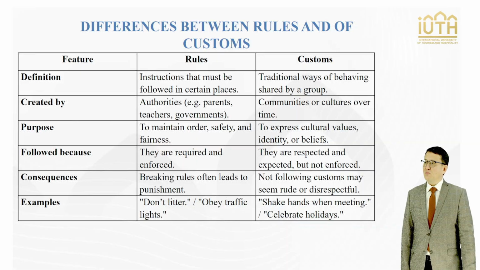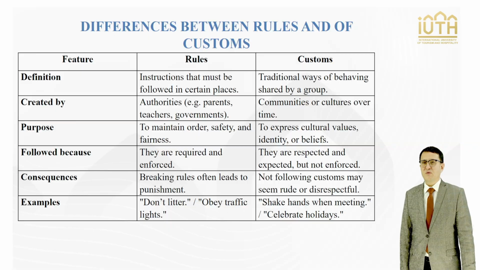The fourth one, followed because: rules are followed because they are required and enforced, and customs are followed because they are respected and expected but not enforced. Number 5, consequences: breaking rules often leads to punishment, and not following customs may seem rude or disrespectful. The next one, examples: for rules, don't litter, obey traffic lights, and for customs, shake hands when meeting, celebrate holidays, and so on.